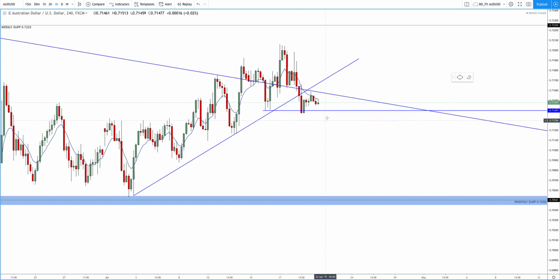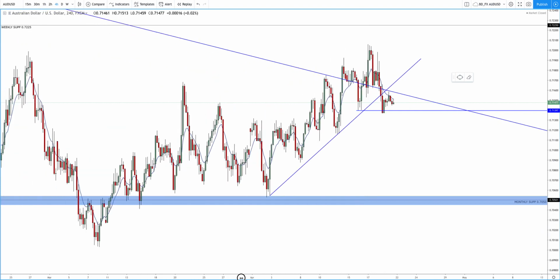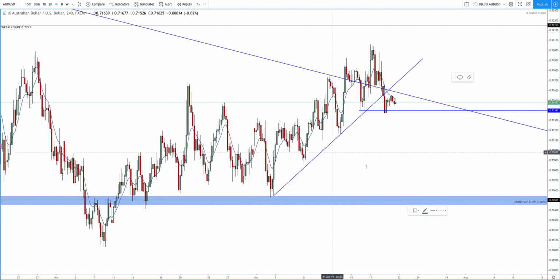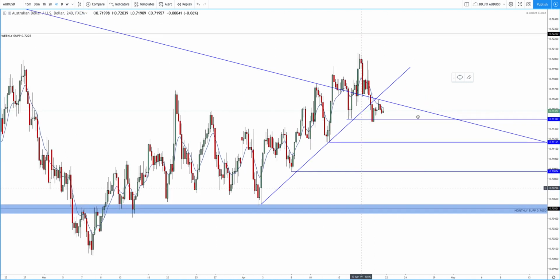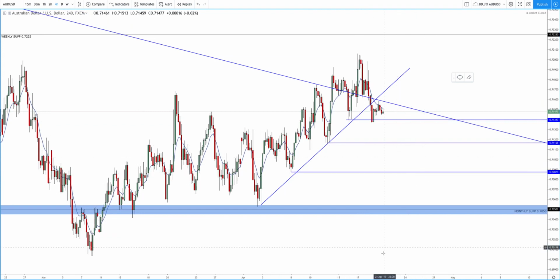Once you break this level, again you can look at coming back, retesting this as resistance, and if we find resistance there, then we could place a nice short trade here and look at coming down to 0.7050 long term. But there will be obviously various supports that we need to look at along the way. So keep your eye out for these sort of levels here. But these are the levels I'll be looking at.